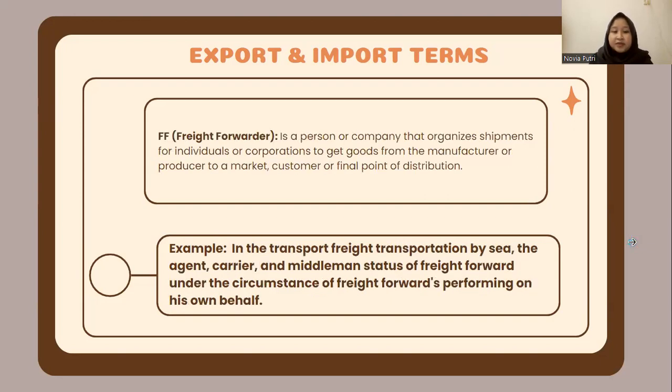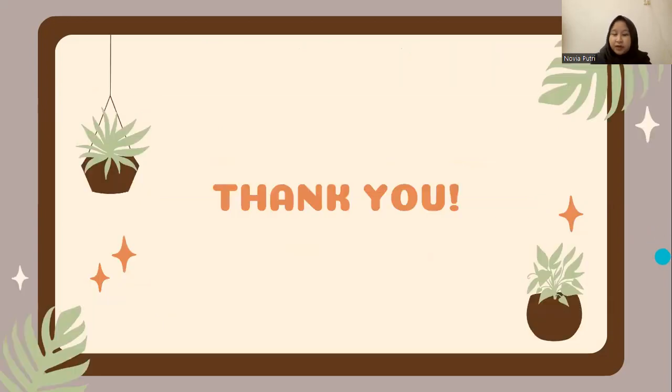And then next is freight forwarder. So it's a person or company that organizes shipments for individuals or corporations to get goods from the manufacturers or producer to a market, customer, or final point of distribution. So for the example is in the freight transportation by sea, the agent carrier and middleman status of freight forwarder under the circumstance of freight forwarders performing on his own behalf.